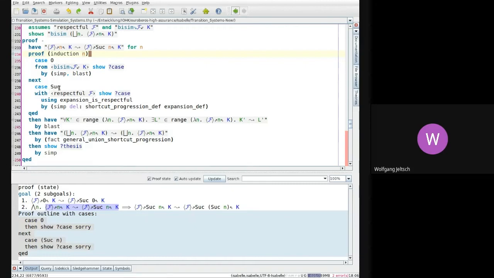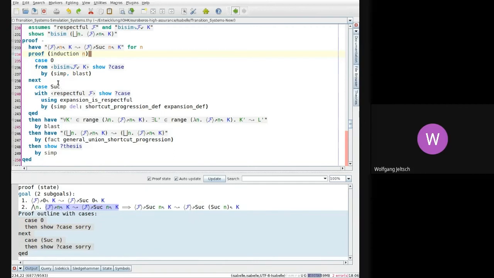We could use this manually with words like fix and assume and so on, but the case does it for proofs by induction and by case distinction. And it's actually a bit more flexible. You can also configure it to work for other things that you have defined, other kinds of proofs. And this is what we see here.